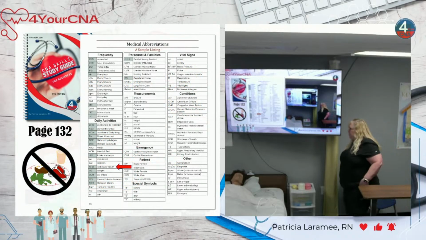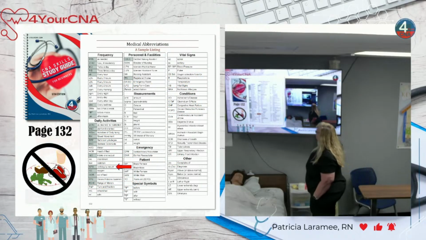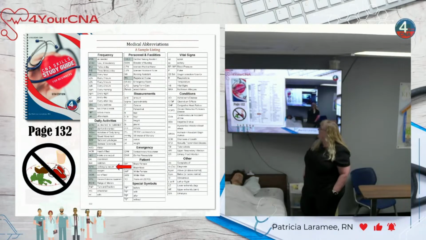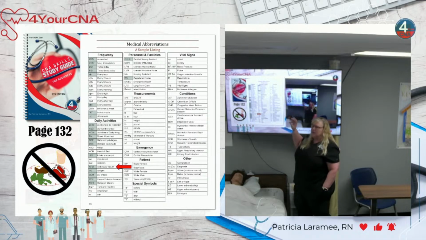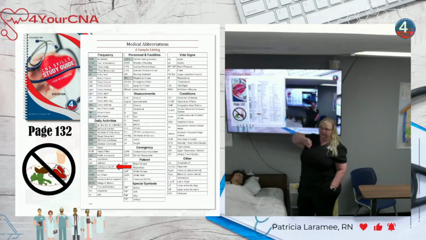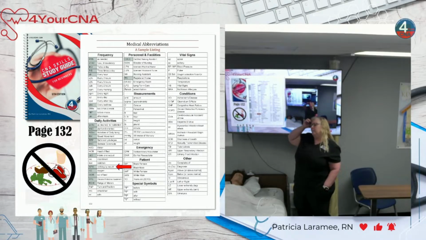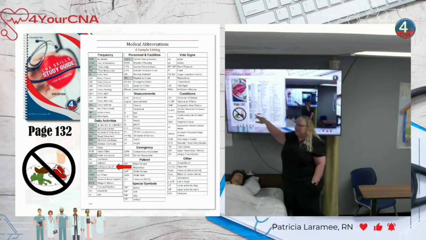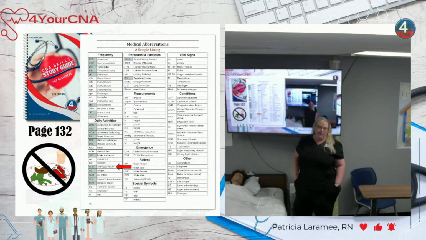Let's talk about page 132 real quick, though. These are common medical abbreviations that you're going to find in healthcare relevant to CNAs. There are a lot more medical abbreviations, but these are the ones that are relevant to CNAs. The ones that are highlighted in gray, you probably should know. There's an activity on page 133 that helps you put this into practice. But I want you to pay attention to this one right here, the NPO. NPO means nothing by mouth.